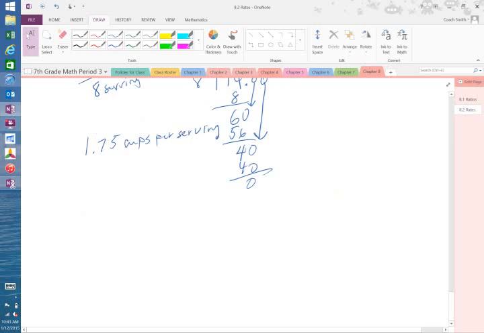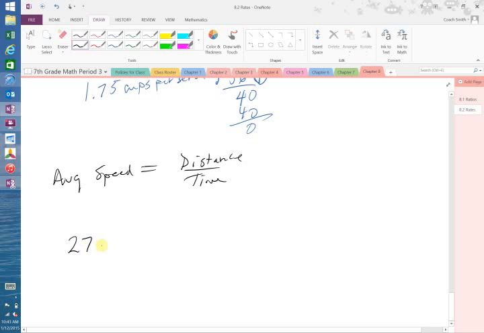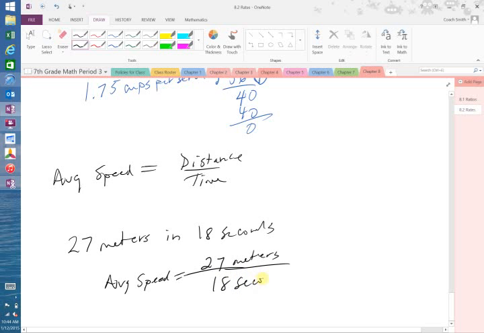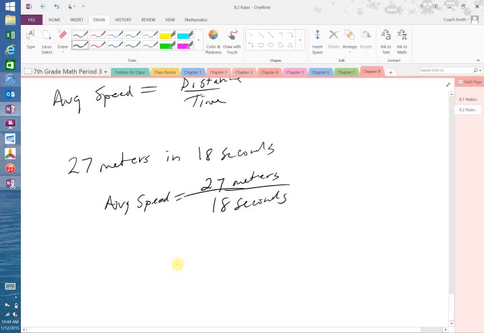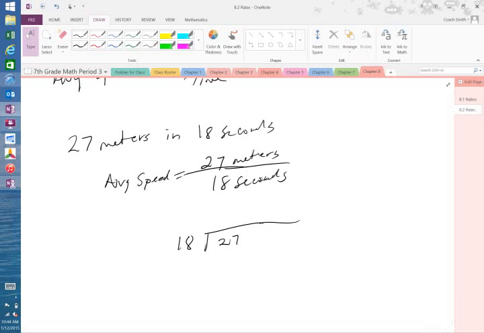So, for example, here when we talk about average speed, okay, we said average speed is equal to the distance over time. And if they give us this, we went 27 meters in 18 seconds. Okay, well, obviously, which one is the distance, 27 meters or 18 seconds? Okay, so for average speed, then, that's going to be equal to 27 meters over 18 seconds. Okay, which simply is 18 into 27. And we divide that out, okay?